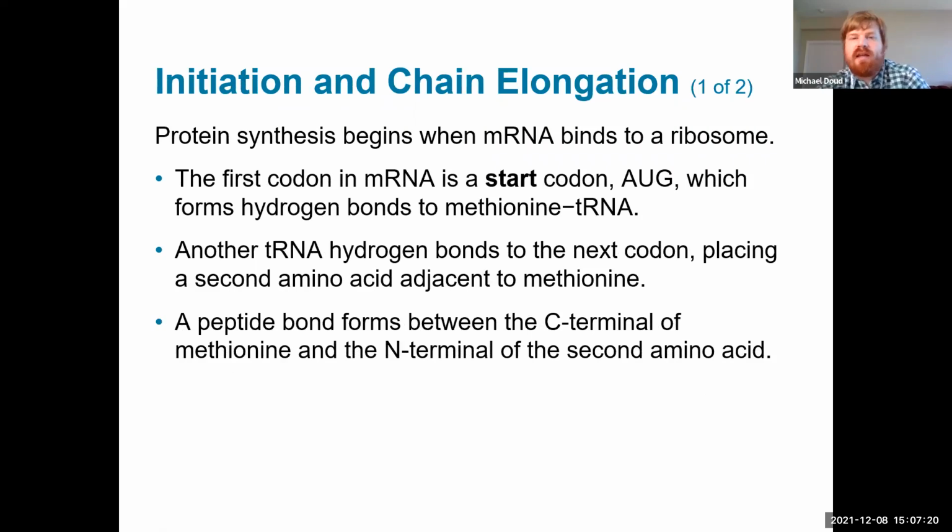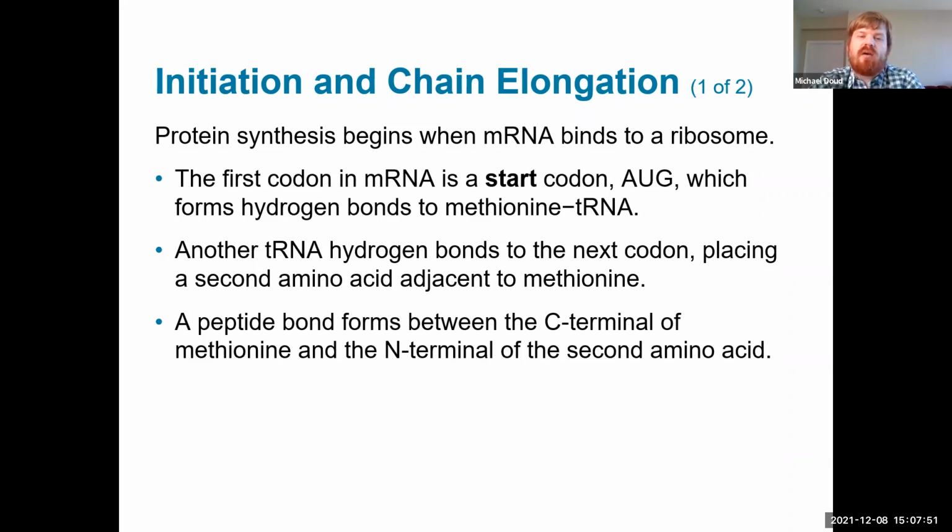Okay, so let's go ahead and start by going through the processes of protein synthesis. So these are the steps. Initially, the beginning step of protein synthesis is what we call initiation. Protein synthesis starts when the mRNA binds to a ribosome, and then the first codon in mRNA is the start codon, and that forms hydrogen bonds to a methionine tRNA. So the start codon codes for methionine as an amino acid.